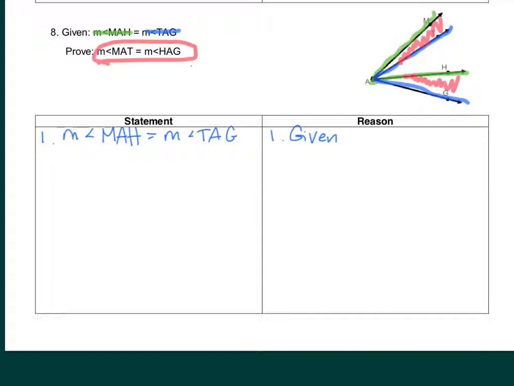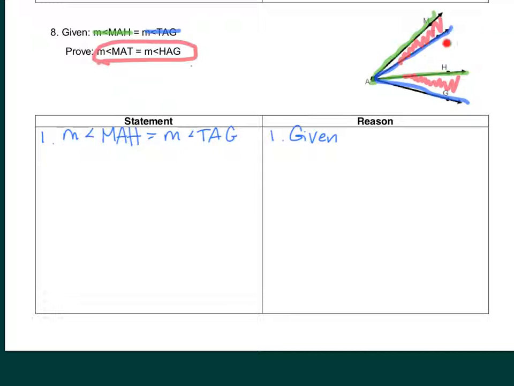Back for more, this time with angles. I've labeled the diagram again. We have measure angle MAH, that's the green, is equal to the measure angle TAG. And we want to prove that the measure angle MAT is equal to the measure angle HAG. Looks like, again, we're starting with a big angle, and we want to end up with a smaller piece.